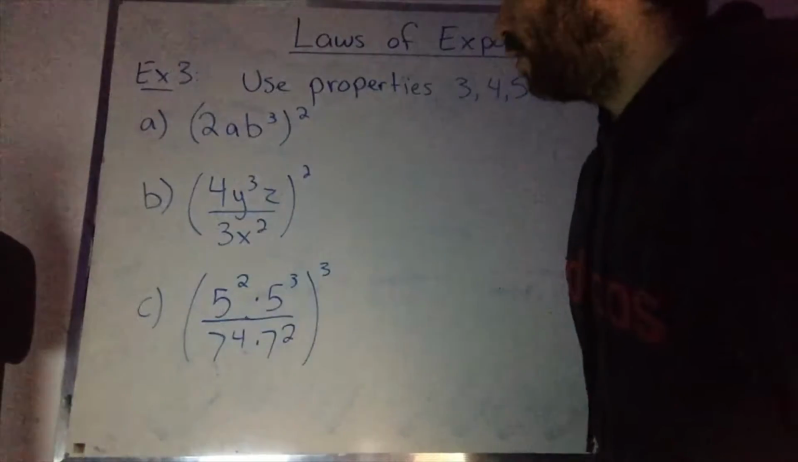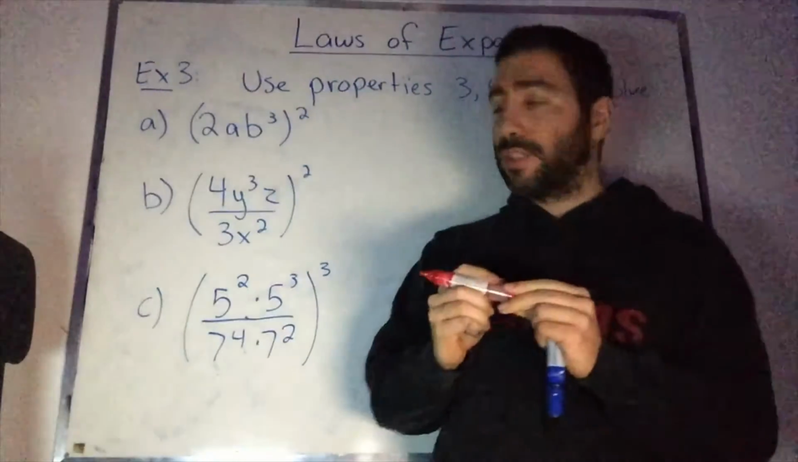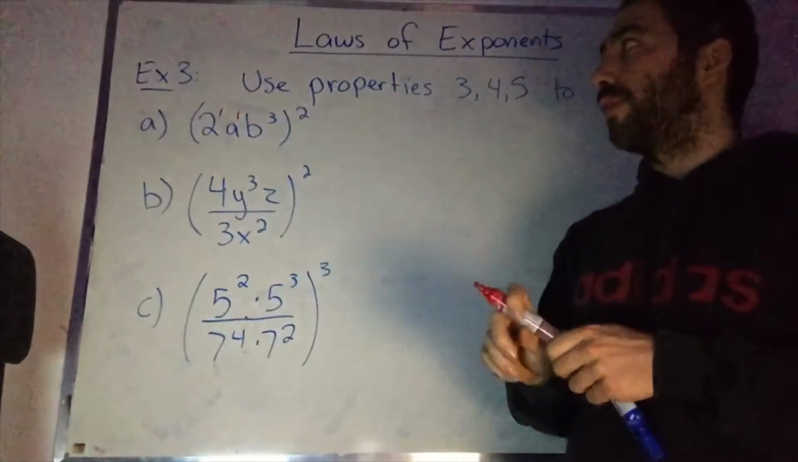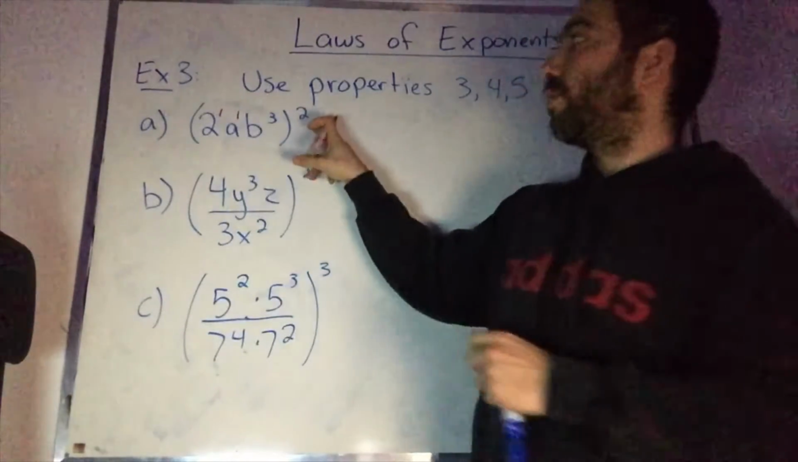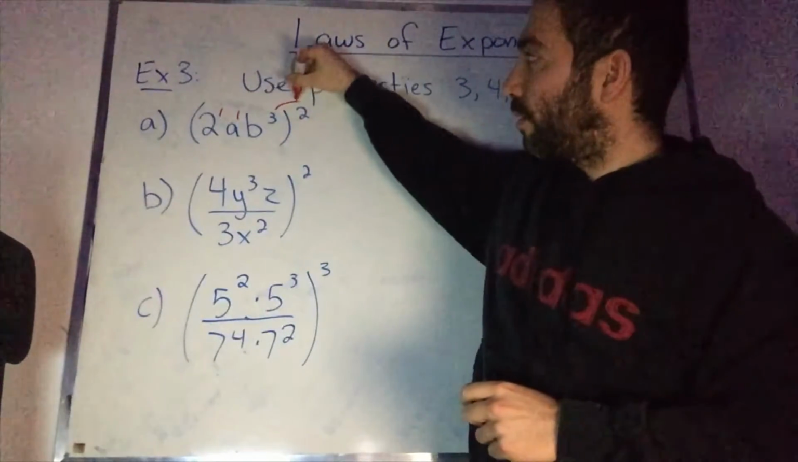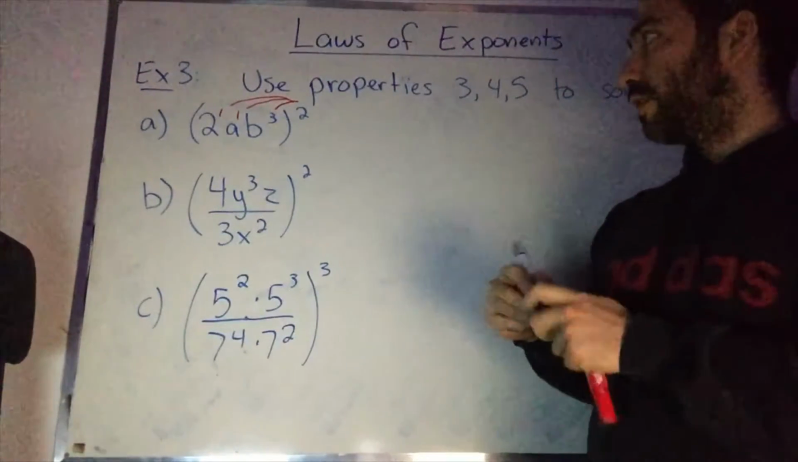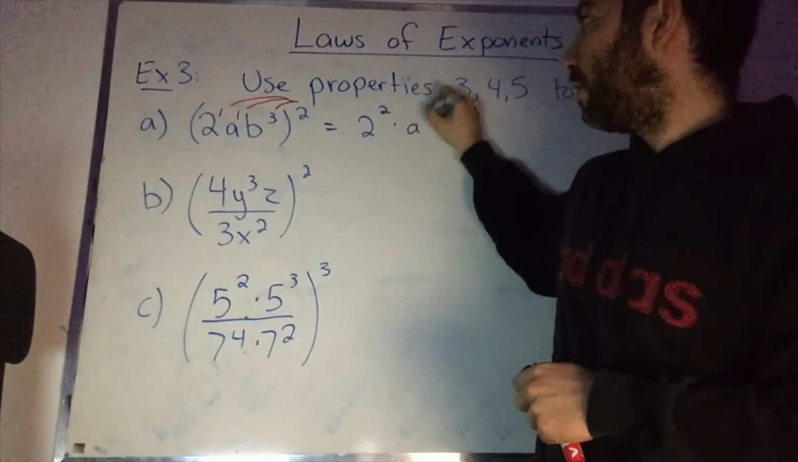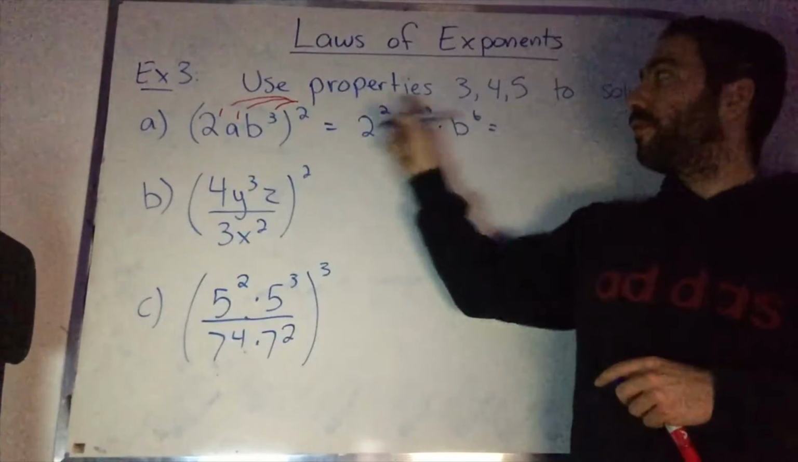Again, I think it's a good idea to write down the exponents. Remember that everyone has their own exponent. So it's really 2 to the 1, a to the 1, and b to the exponent 3. And since we have all this in brackets to the exponent 2, you have to distribute the 2 to everyone's exponent. So this gives us 2 to the exponent 2 times a to the exponent 2 times b to the exponent 6. Okay, and if you can simplify, simplify.